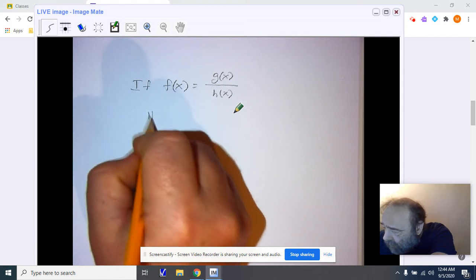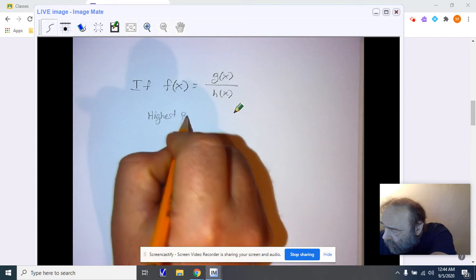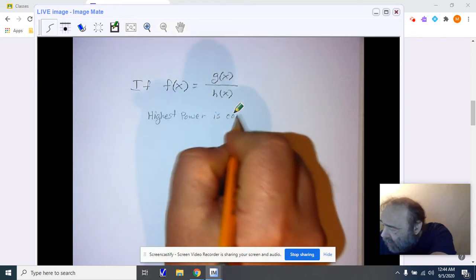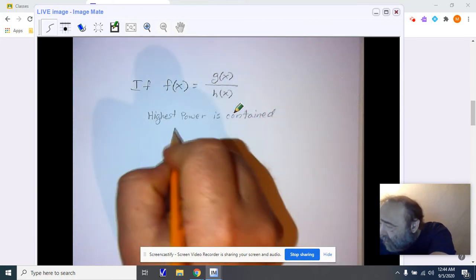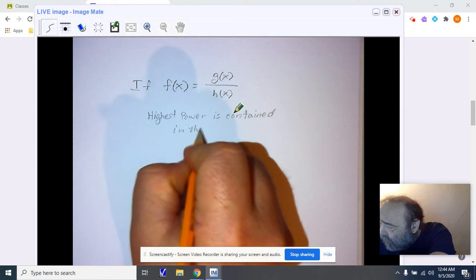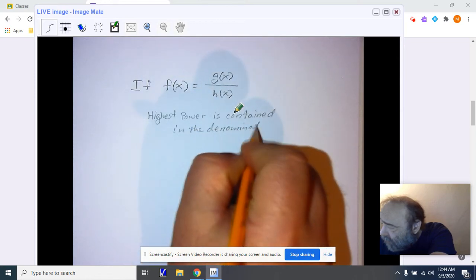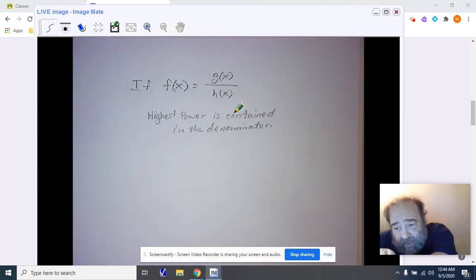The highest power is contained in the denominator. Now, when this occurs, the limit will always be 0.